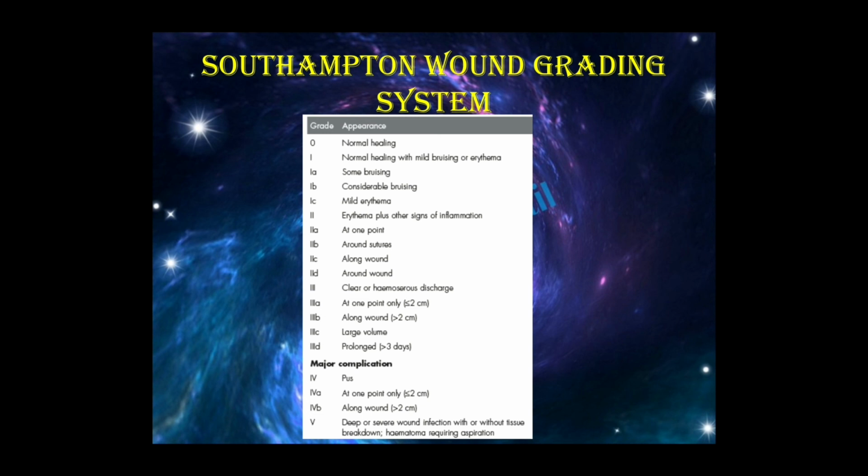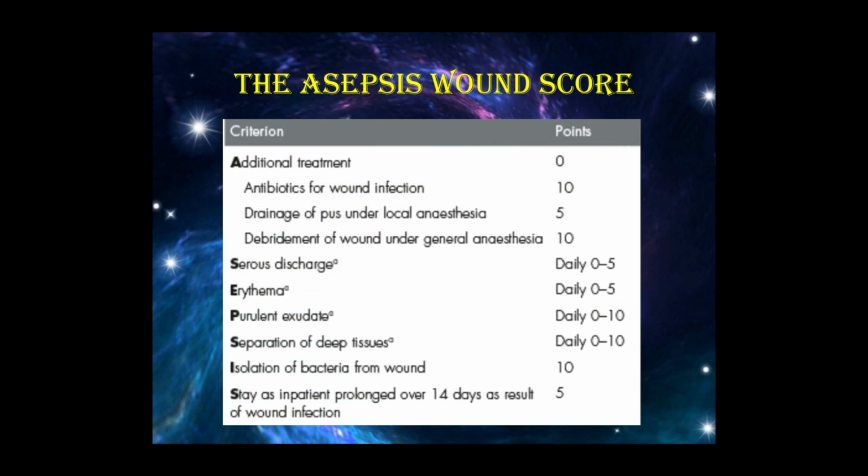So 1 heals by the normal process, 2 is a minor complication that does not require any intervention but heals slowly, and for 3, 4 and 5, usually 3 requires antibiotics, while 4 and 5 usually require some surgical intervention to drain the pus or evacuate the hematoma. The ASEPSIS scoring system: A is additional treatment, S is serous discharge, then erythema, purulent discharge, separation of tissues, isolation of bacteria from the wound, or patient stay extended for 14 days. Scores have been given for these.